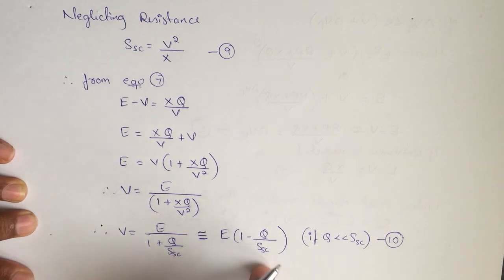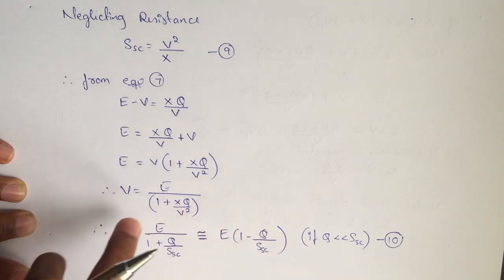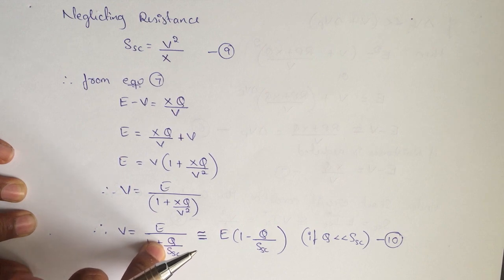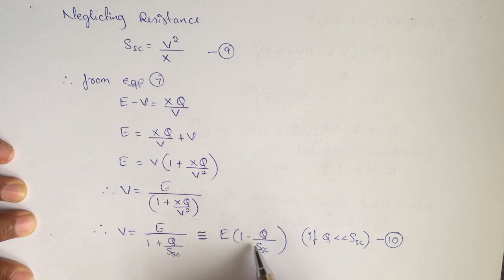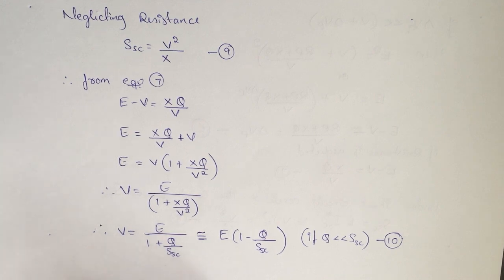Equation 10, which means V is equal to E into 1 minus Q divided by SSC, represents the approximate relationship between the receiving end voltage and the reactive power in terms of short circuit strength. This completes the dependence of voltage on reactive power.